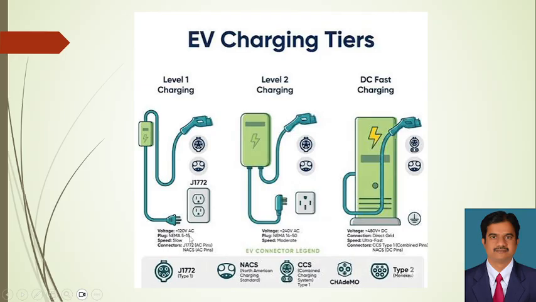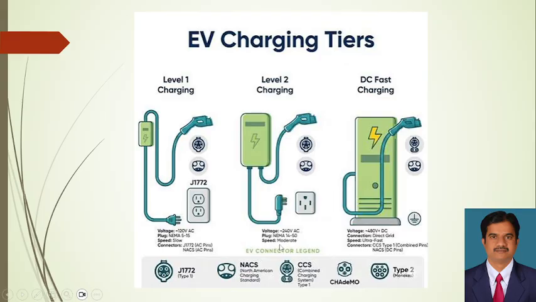The voltage in level 1 is 120 volts AC. Speed is slow charging. The connector used is the J1772. In level 2 charging, the voltage used is 240 volts AC. Again, it may be from the charging station, or you can use this supply from the domestic home. So both 120 volts AC and 240 volts AC can be used from the home.